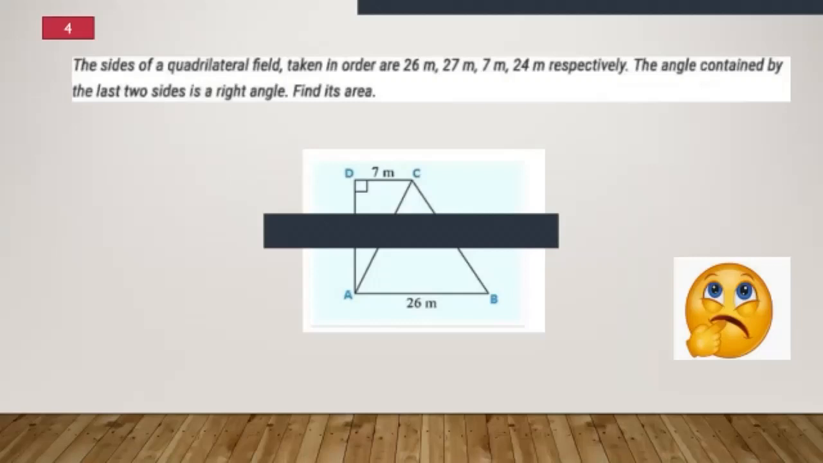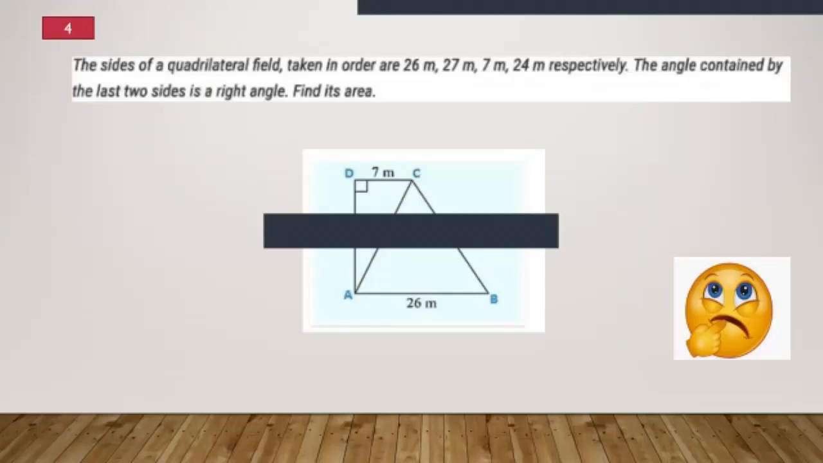Okay. The sides of a quadrilateral field taken in order are 26 meter, 27 meter, 7 meter, and 24 meter respectively. The angle contained by the last two sides is a right angle. You can see the diagram properly. Find the area.